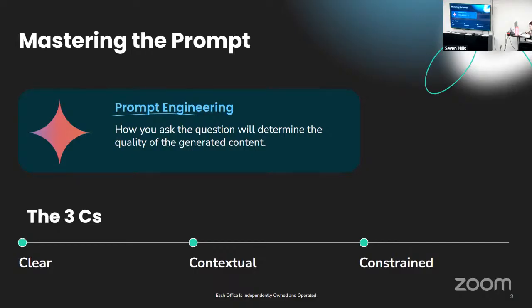So, tips for some good prompts. We call these the 3 C's: one being clear, one being contextual, and one being constrained. Being clear means being incredibly specific about what you want. So don't say, write about a house. Say, write a listing description for a 3-bed, 2-bath ranch house in Crescent Springs.